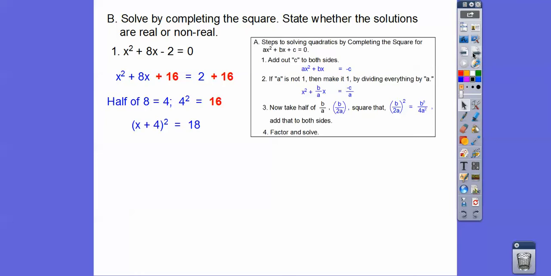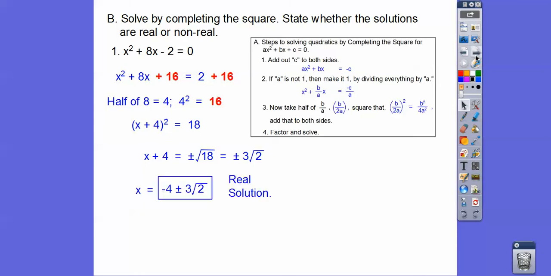Square root both sides, don't forget your plus or minus. 18 is 9 times 2, so the square root of 9 is 3, and there's the square root of 2. So don't forget your plus or minus. I still have students forgetting when you square root both sides, you got to have a plus or minus when you have a variable with the equation right there. Then we'll subtract 4, so we get negative 4 plus or minus 3 root 2.